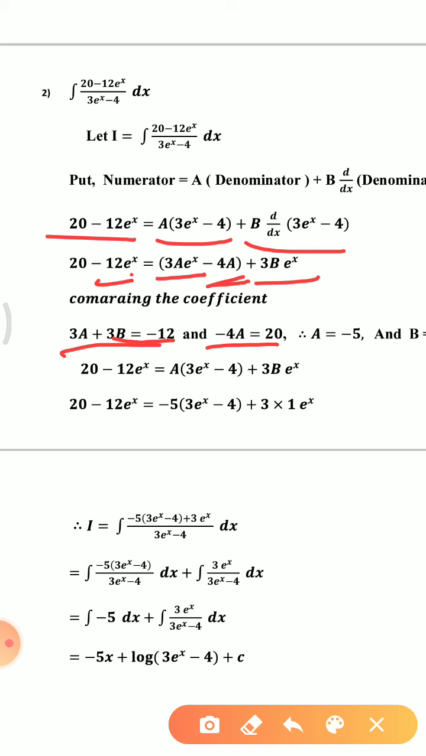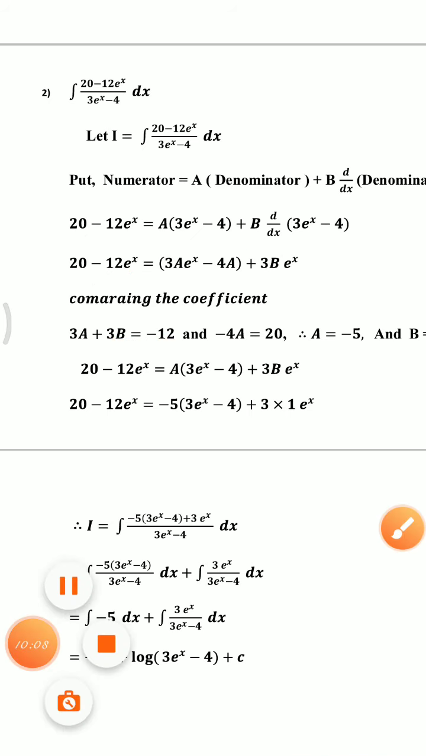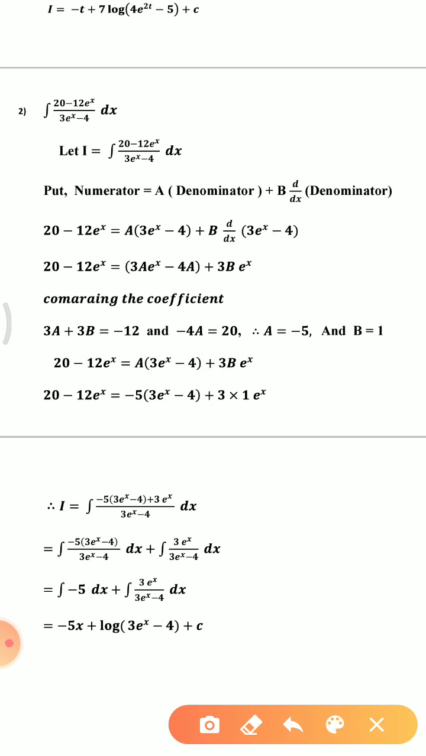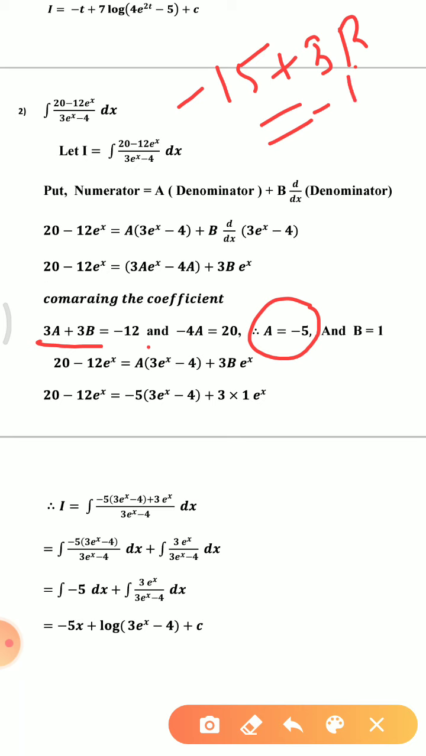Minus 4a is equal to 20. Taking the −4 to the other side, we divide 20 upon −4, which is −5. That means the value of a is equal to −5. Then substituting a = −5 in this equation, 3 times −5 is −15, plus 3b is equal to −12.